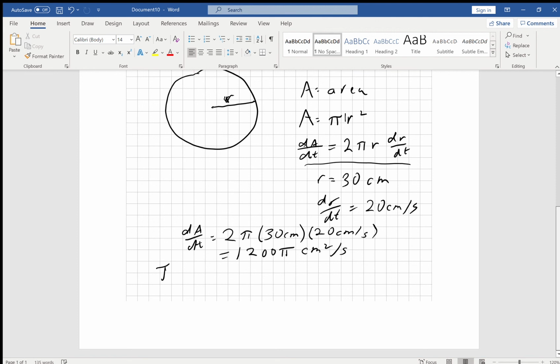And so we can put in some sort of concluding statement. The area is increasing at a rate of 1,200 pi centimeters squared per second. And there you go. A little messy, but that's the solution.